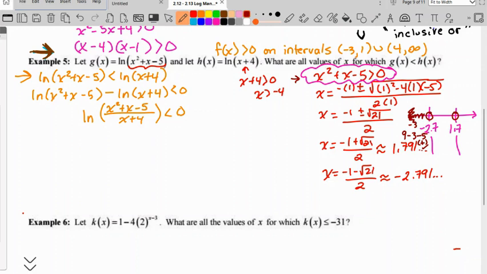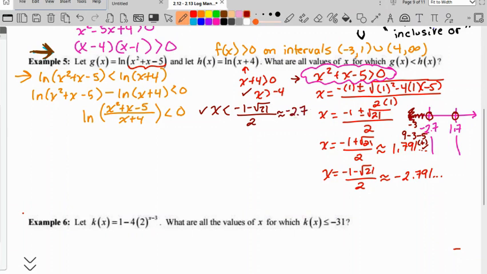Okay, and so that gives us a domain restriction that x can be less than, and that was our negative 1 minus the square root of 21 over 2. So that's that restriction. So x has to be less than negative 1 minus the square root of 21 over 2, which we said, I'll go ahead and put the decimal approximation here too. That's less than negative 2.7.